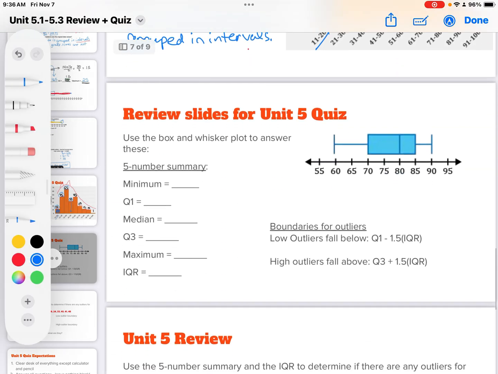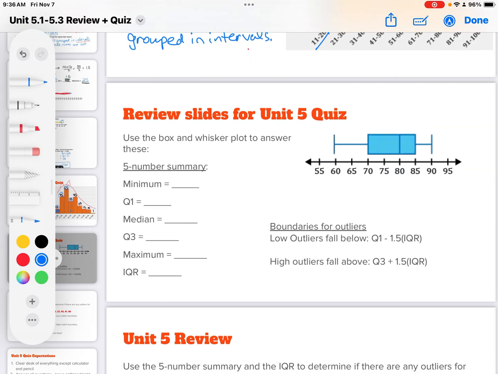Here's another one, 5-number summary. That means you just tell me the minimum value, which is 60. My Q1, which is here, is going to be 70. Median is at 80. Q3 is here at 85. Maximum is here at 90. To get the IQR, you take Q3 minus Q1, so 85 minus 70, which is 15.